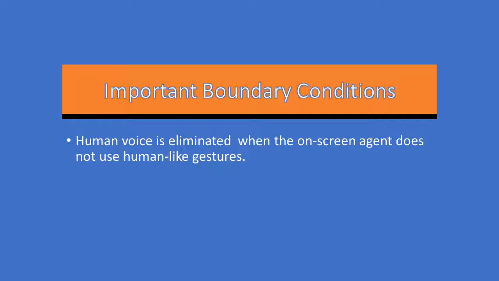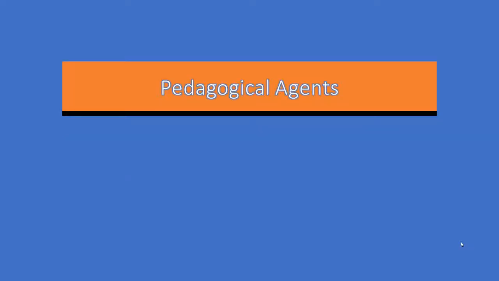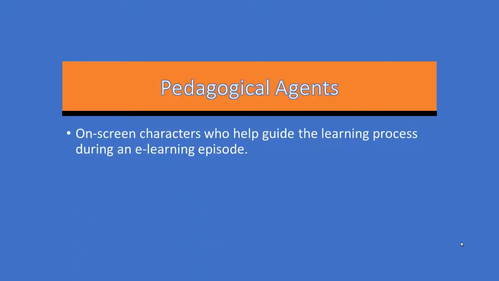When the on-screen agent is using human voice but not using human-like gestures, then the effect of a human voice is eliminated. Now, it is a perfect time to introduce the use of an on-screen agent. The on-screen agent is called a pedagogical agent. They are on-screen characters who help guide the learning process during an e-learning episode.